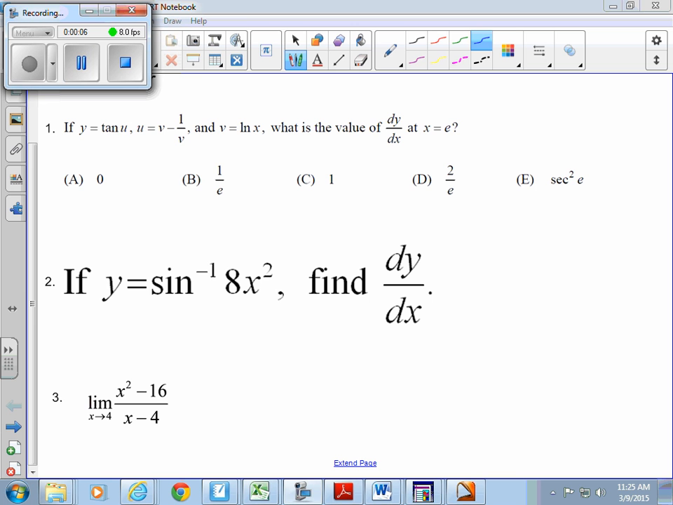y equals tangent of u, and u is v minus 1 over v, and v is natural log of x. What is the value of dy/dx at e? This is a real AP problem. So, two ways you can do it.